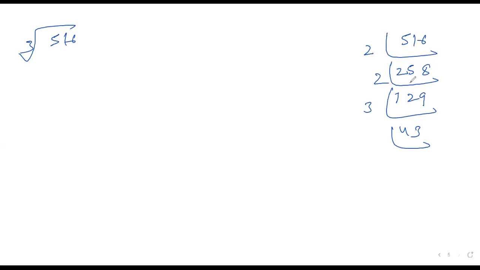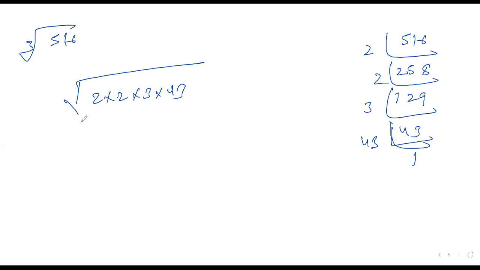2 2s are 4, 2 5s are 10, 2 8s are 16. 2 1s are 2, 2 2s are 4, 2 9s are 18, 3 4s are 12, 3 3s. So 43 is not moving anywhere. So only 43, 1 43. Because if we take the pairing of this, there is no such 3 pair combination to take out. So 516 also is not a perfect cube, because 3 pairs will not come out. You can check it out. So 516, right?